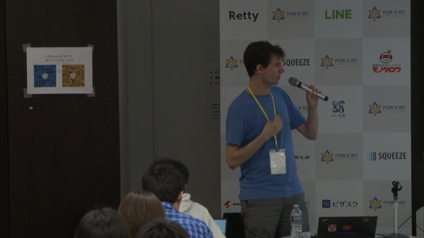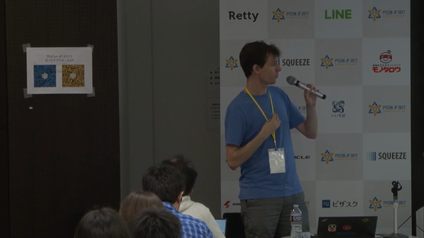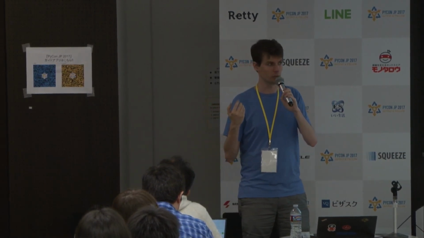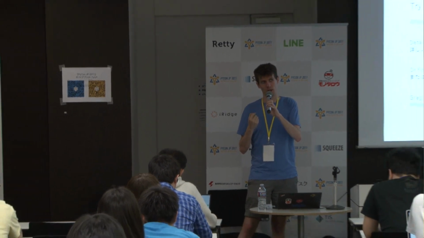Generic types and abstract base classes and so on. So we have generic types. Generic types for us mean things like types that are parameterized.